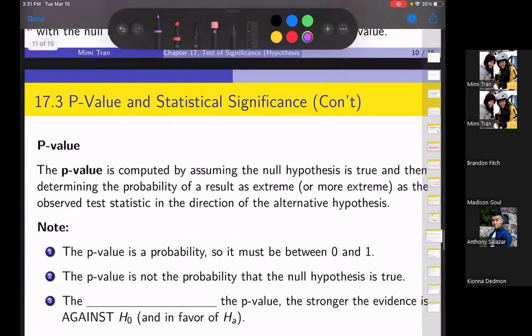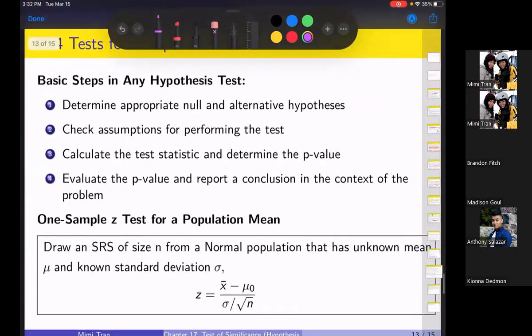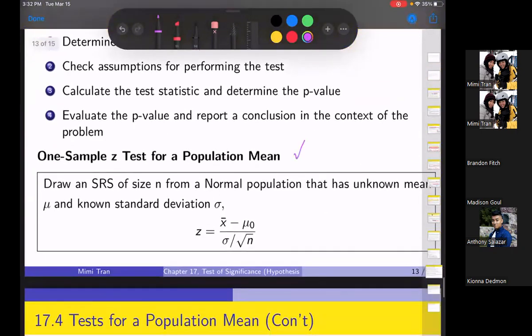And last but not least, the p-value. Let me go to this slide first. I should have put this slide up there. So here is the one sample z-test for population mean. It only applies if you know sigma. If you don't know sigma, you're going to use the t-test.